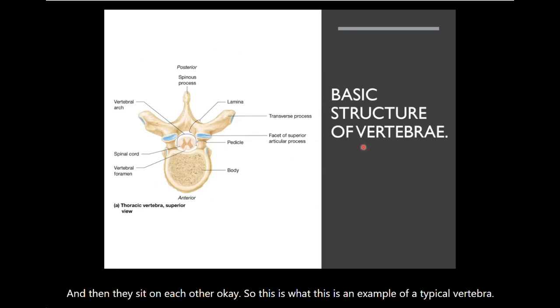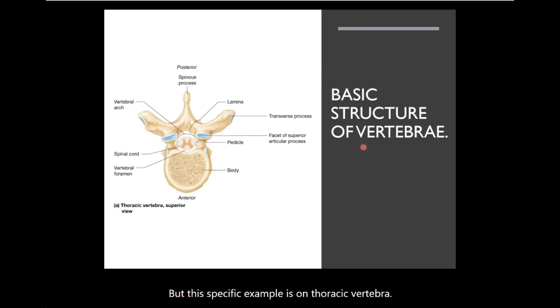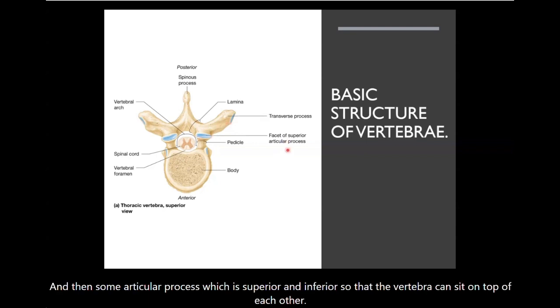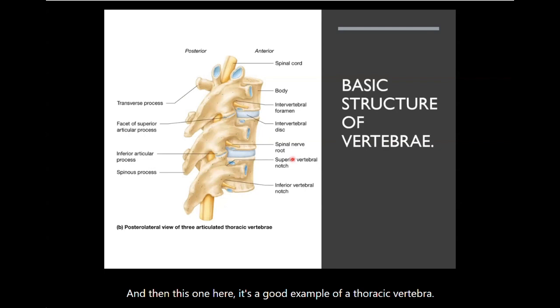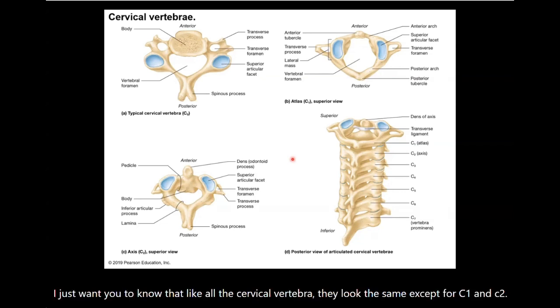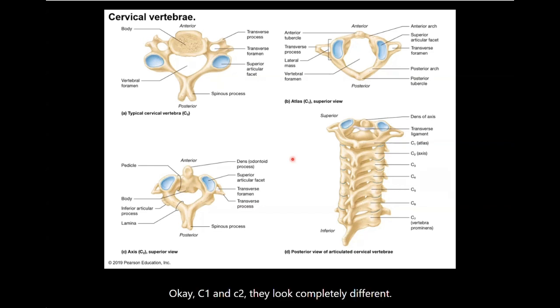So this is an example of a typical vertebra, but this specific example is a thoracic vertebra. Everyone, are we comfortable with this? The body, the spinous process, the transverse process, and the articular processes, superior and inferior, so that the vertebrae can sit on top of each other. This one here is a good example of a thoracic vertebra, and we went over these as well. So let's look at the cervical vertebra, and I'm going to magnify each image one by one. I just want you to know that all the cervical vertebrae look the same except for C1 and C2. C1 and C2 look completely different.